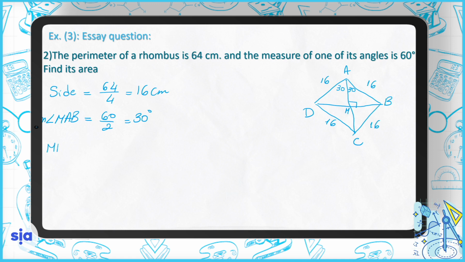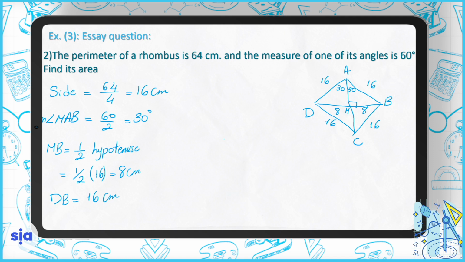Since MB is half the length of the hypotenuse, it's half of 16, which is 8 centimeters. So DB is double the 8, which is 16 centimeters, because the diagonals bisect each other. So DM is also 8, so DB is 16.